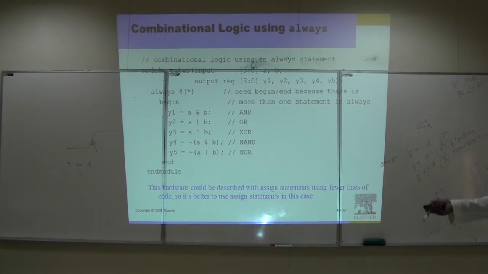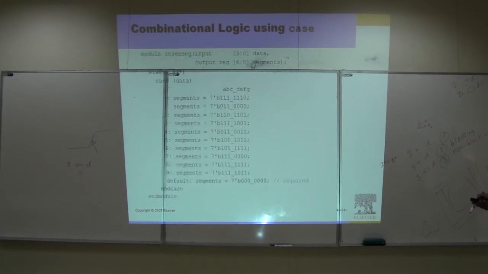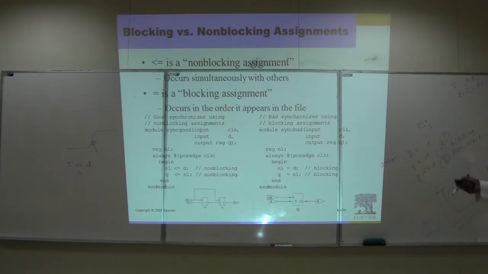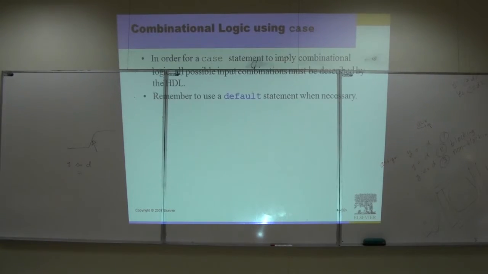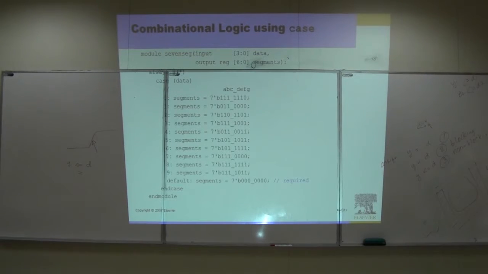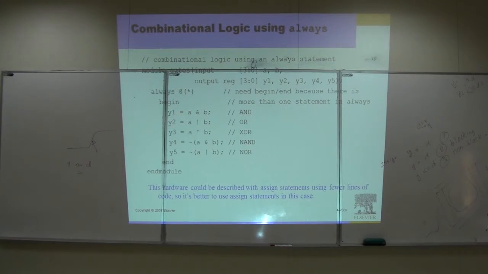We have a slide that talks about all these things, blocking and non-blocking assignments, with examples. Let's talk about the examples. These are the rules for when to use non-blocking and when to use blocking. So these are all blocking. y1 will get the value, then y2, then y3, then y4, then y5.